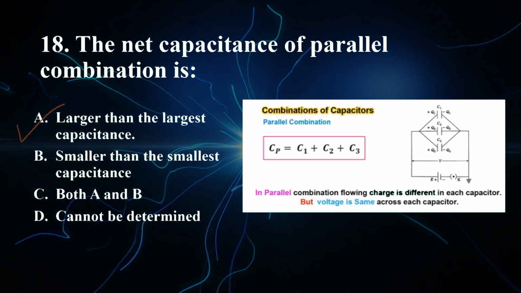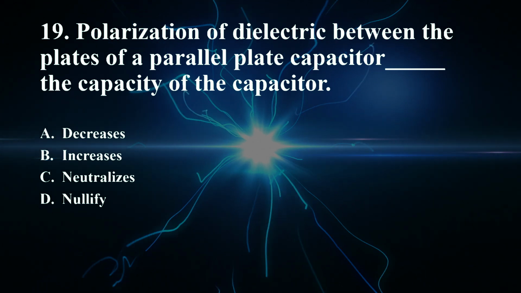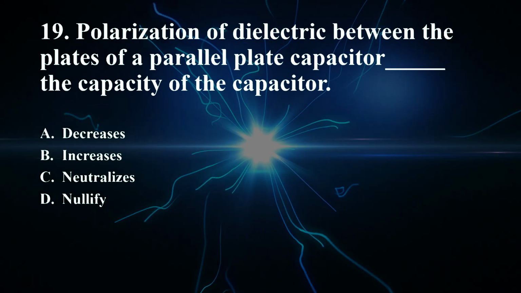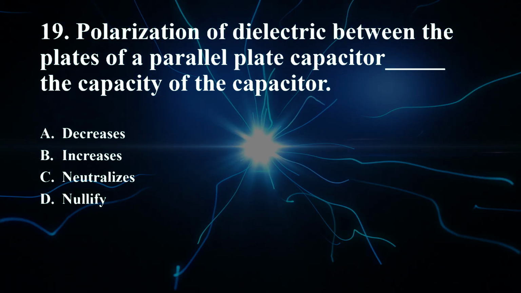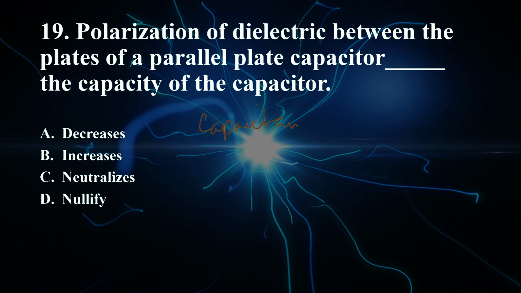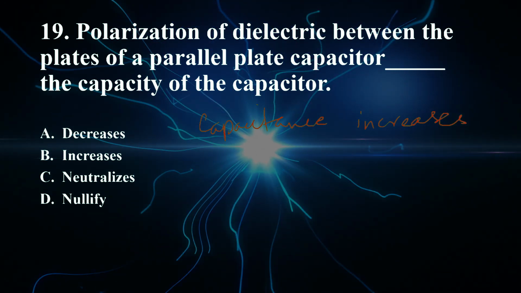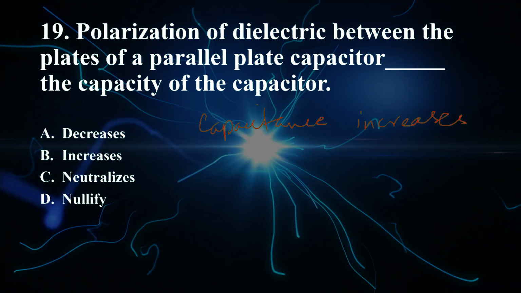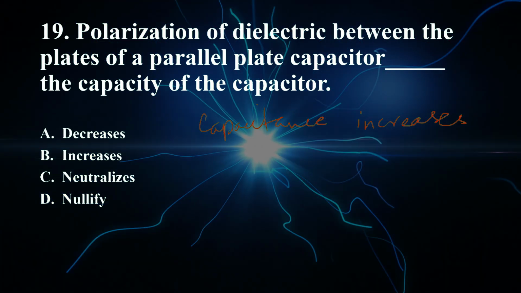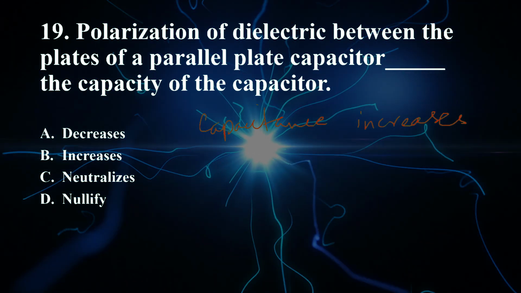And this is the formula. Okay, the polarization of dielectric between the plates of a parallel plate capacitor dash the capacity of the capacitor: decreases, increases, neutralizes, or nullifies. So students, remember that capacitance increases when the dielectric material is added, because the material's molecules align with the electric field, and this alignment reduces the electric field strength. With a weaker electric field, the capacitor can store more charge, increasing its capacitance.